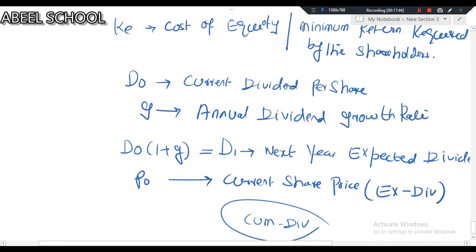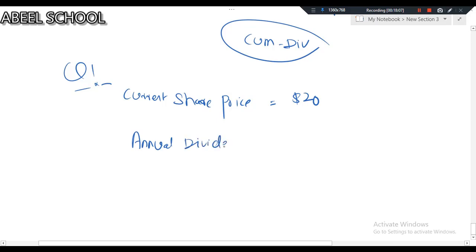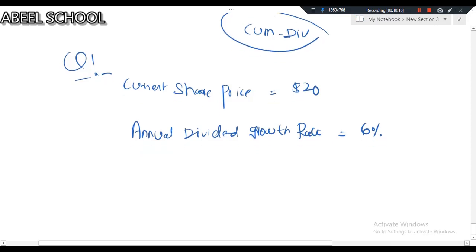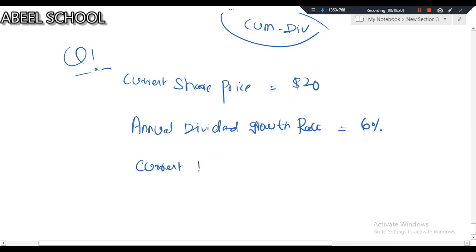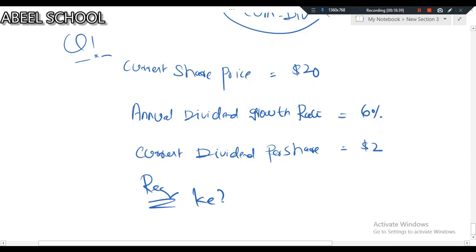Okay, now let's see a question. Current share price is $20. Annual dividend growth rate is 6%. Current dividend per share is $2. We just need to calculate KE. Since nothing is mentioned, it is always assumed that the given share price is ex div.